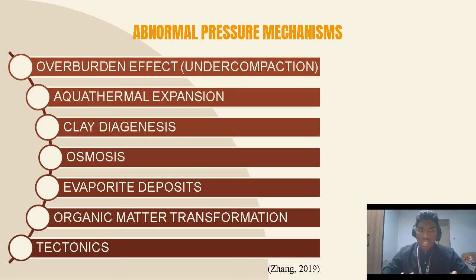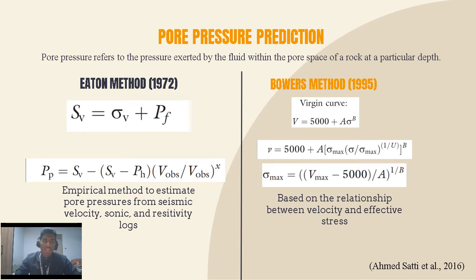So basically, there are 7 of these, and each of them has its own influence on how it generates the abnormal pressure within the basin. Some of these pore pressure mechanisms will be explained later in the case study. Okay, now we know what causes abnormal pore pressures.